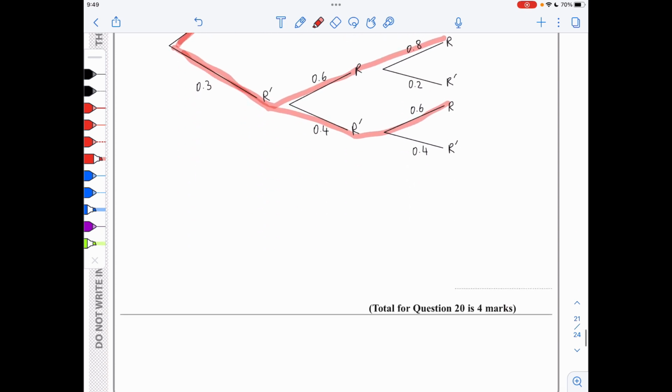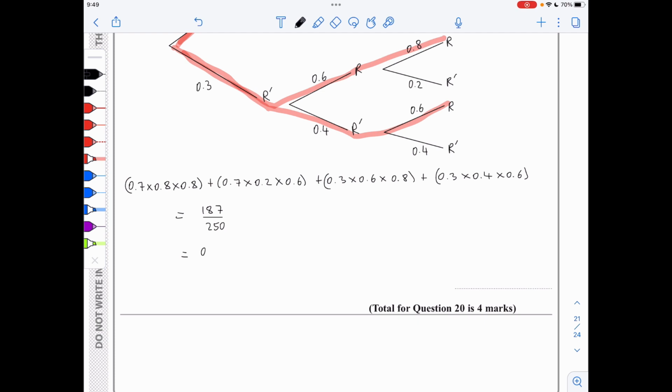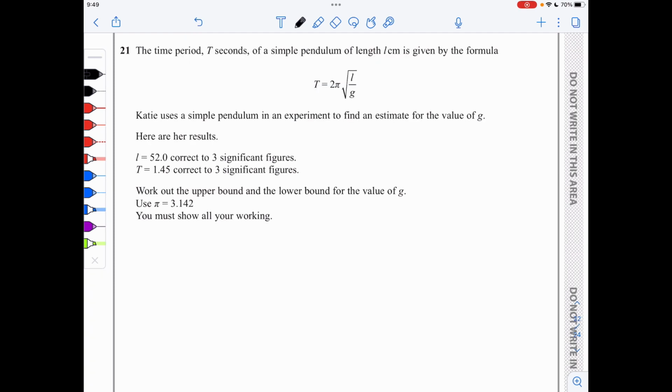So I will be multiplying the probabilities. So 0.7 times 0.8 times 0.8 plus 0.7 times 0.2 times 0.6 plus 0.3 times 0.6 times 0.8 plus 0.3 times 0.4 times 0.6. This gives an answer of 187 over 250. You could also give this as a decimal, it's 0.748.